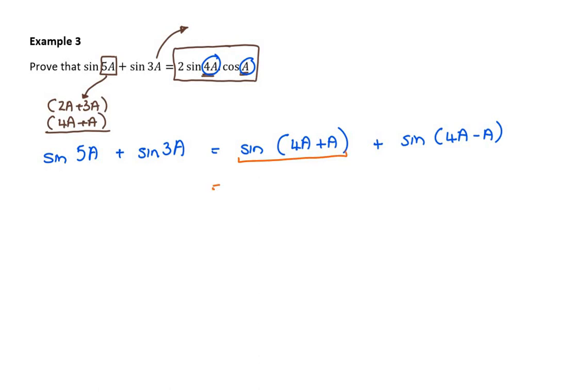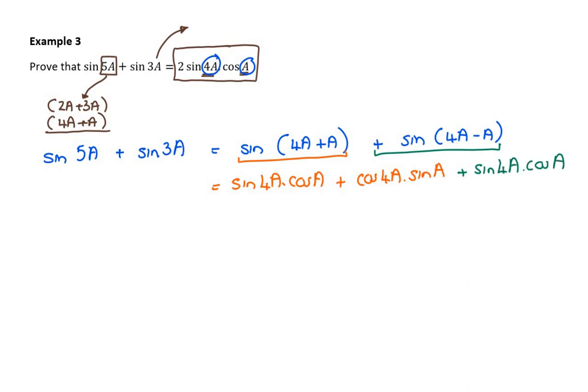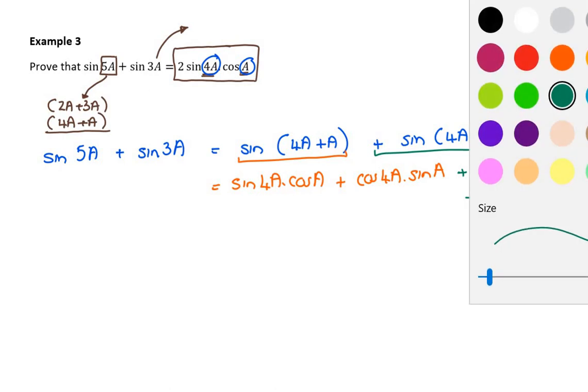This is a sine compound angle, so it's sine the first angle times cos the second angle plus cos the first angle times sine the second angle plus, now I'm probably going to run out of space here because these things are so long, so plus sine the first angle cos the second minus cos the first sine the second. And I'm hoping some of these are going to cancel out.